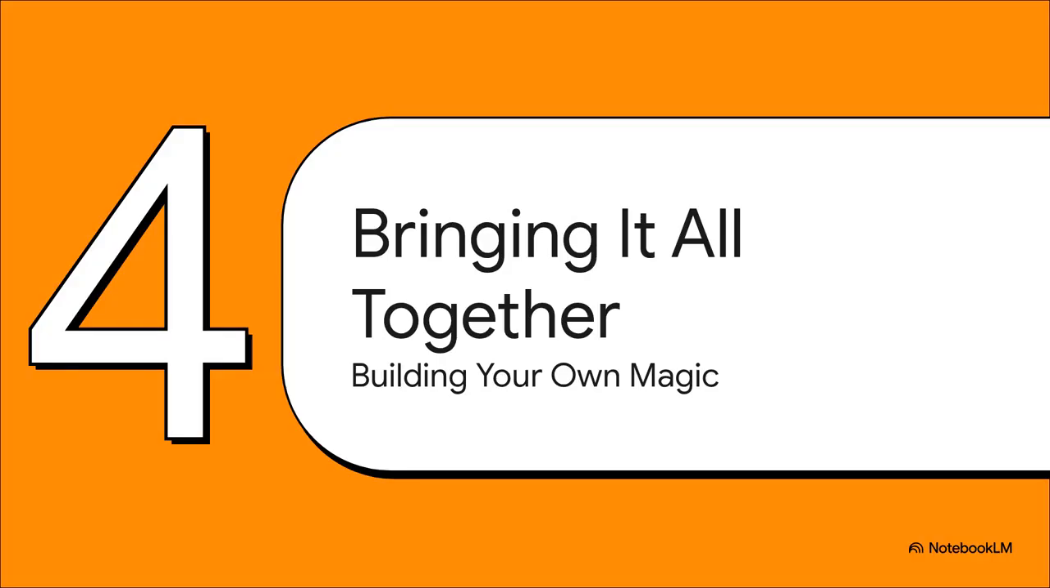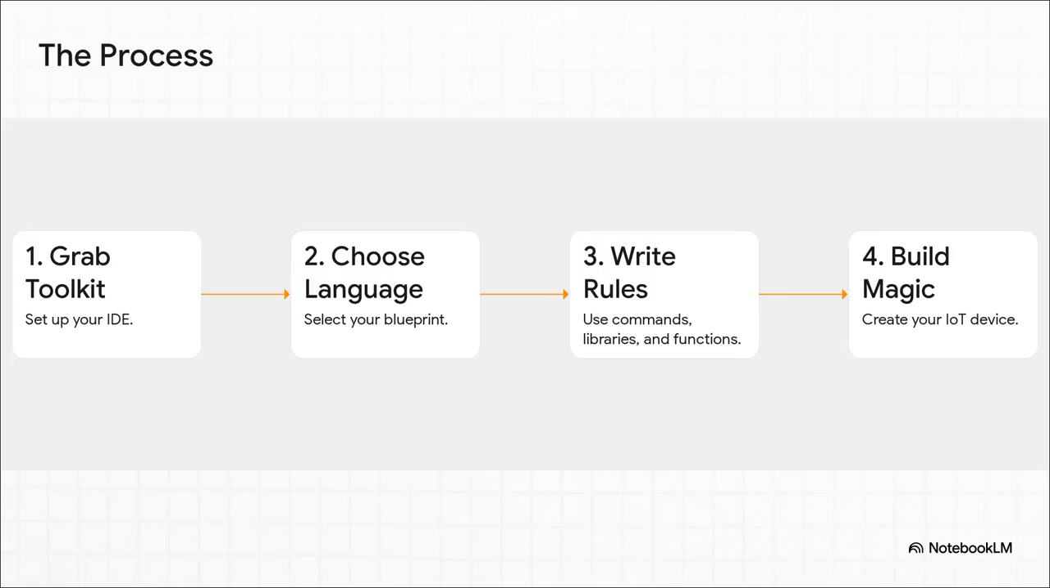All right, let's zoom out and put all these pieces together. We've looked at three different layers: the tools you build with, the blueprint you follow, and the grammar you use to write instructions. When you combine all three, that's where you get to build your own magic. So, when you boil it all down, the process is pretty straightforward. First, you grab your toolkit. You set up a powerful IDE. Then you choose your blueprint. You pick the best programming language for the job. You follow the rules of grammar, using commands, libraries, and functions to write your instructions. And when you put it all together, that's how the magic happens.